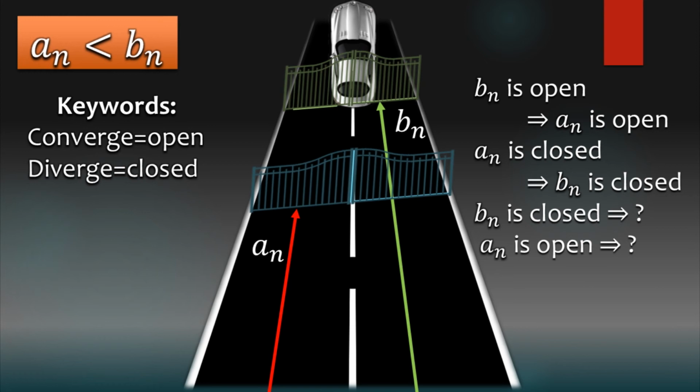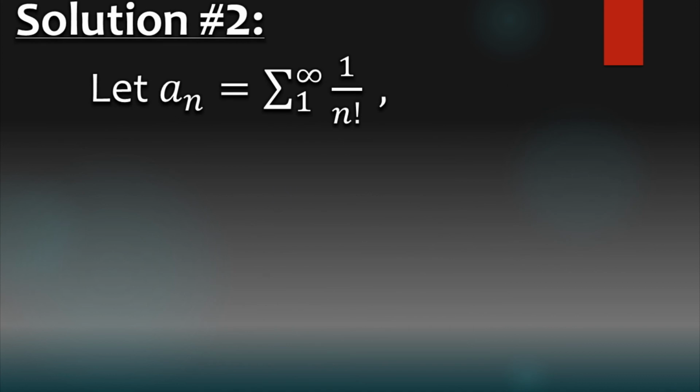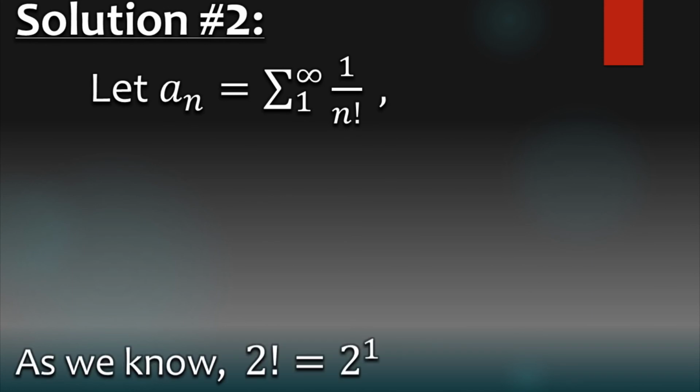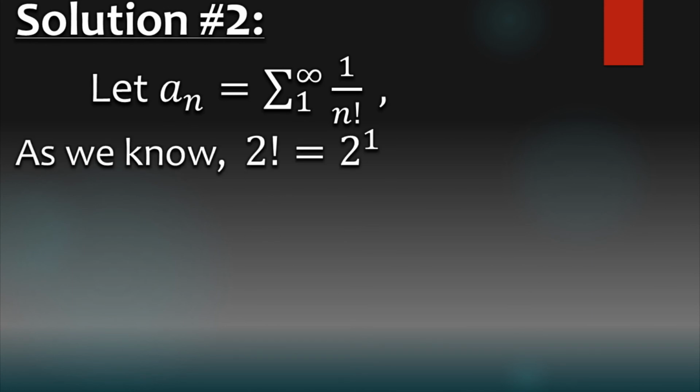Now let's move towards the application of comparison test on the series 1 by n factorial. Alright, so you already know that a comparison test requires two series, and we have only one series which is 1 by n factorial, so we need another one to compare it with. To do so, we start off with examining the behavior of factorial with the digit 2. Why did we do that? Well, stick with me and I will explain it to you in the next slide.